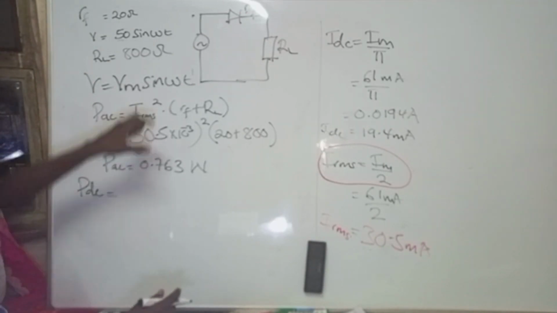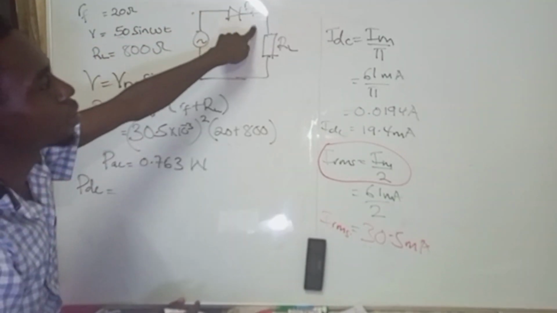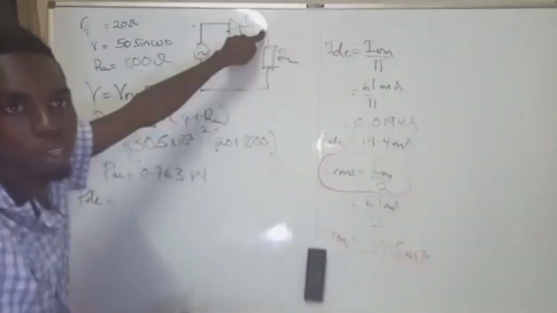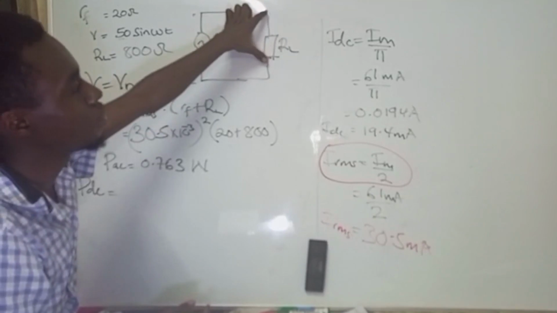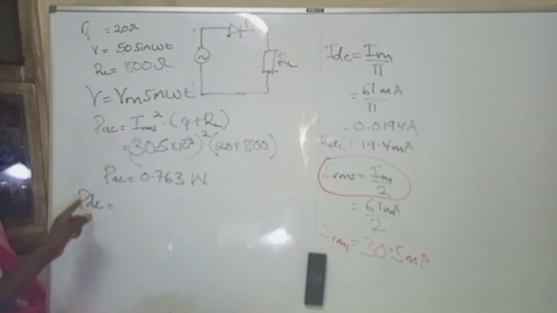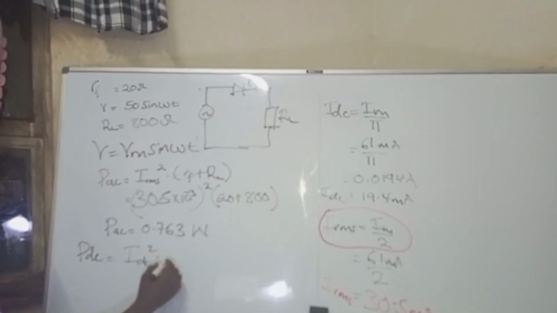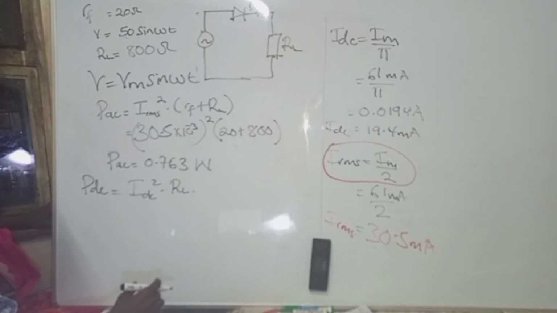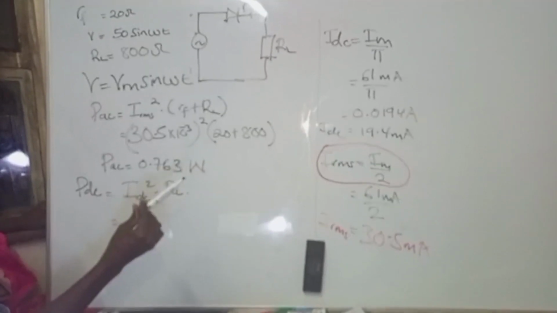Now PDC, we look at where the DC is occurring. The DC occurs right after the diode, at the DC output. So when we reach this section, we concentrate on the other side, because the DC is only appearing across the load rather than the AC resistor. So the PDC is going to be equal to IDC squared times the RL, because it is only appearing across the load RL.